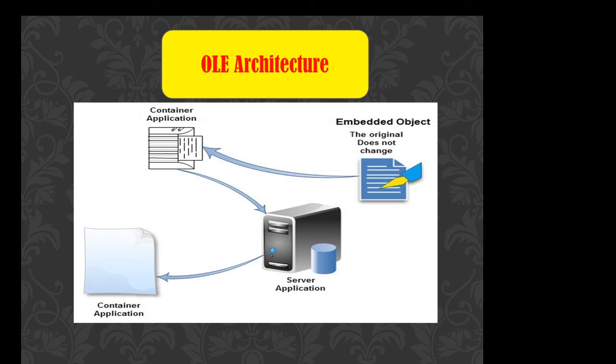But in object linking, it provides a link only. No data is copied from your source application to the client application. We just provide the link, then the server automatically moves to the source application, gets the data and performs any operations, then comes back to the client application. These are the OLE, that is, object linking and embedding concepts.